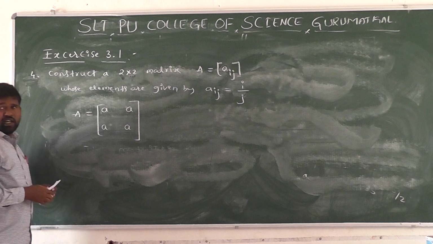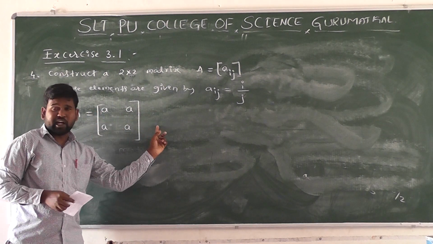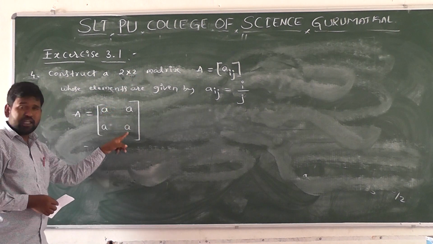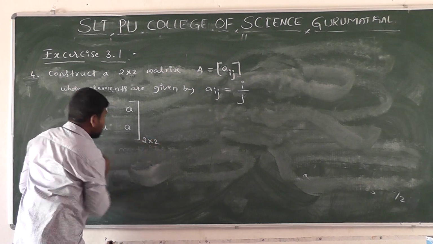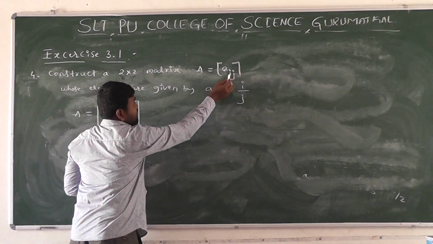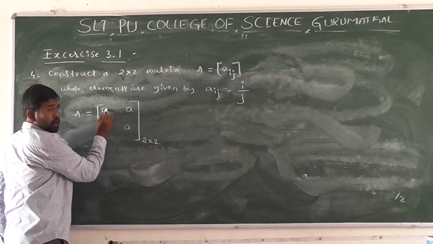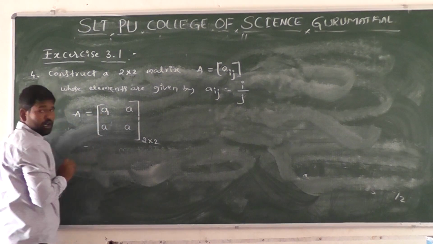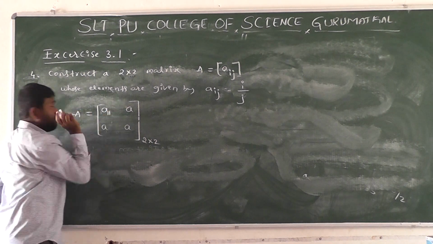How many rows are there here? 2 rows, right? This is the first row and this is the second row. Next, how many columns? 2 columns. This is the first column, this is the second column. What is the order of the matrix? 2 cross 2 order. Next, i, j: i is the row number and j is the column number. This element is in which row and which column? This is the first row, first column.